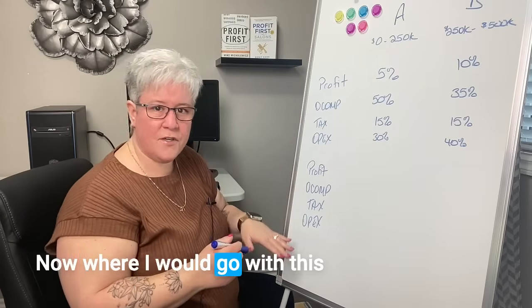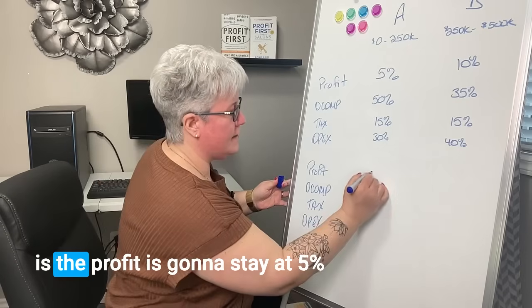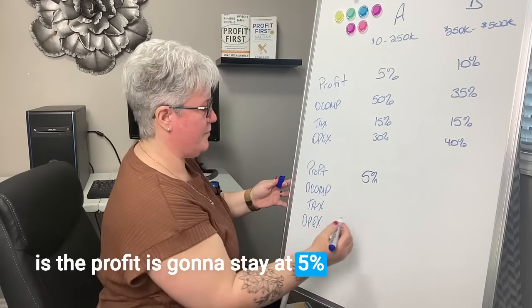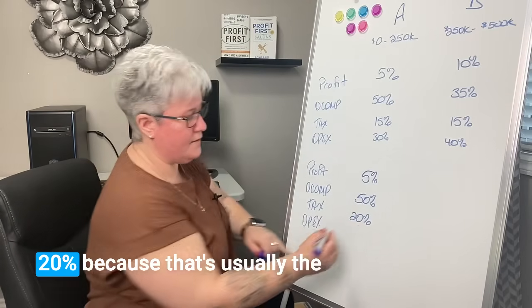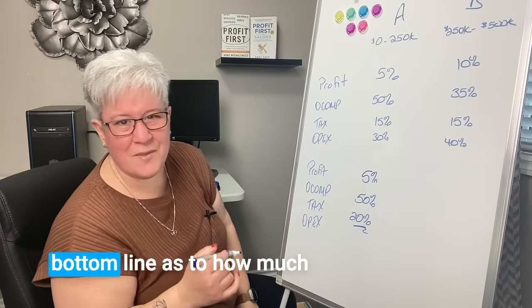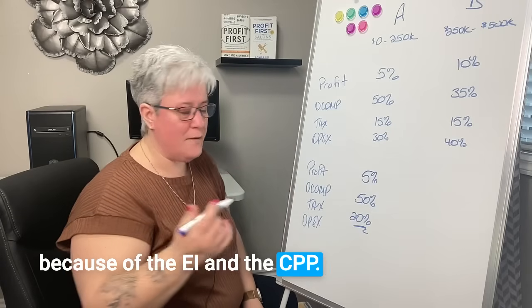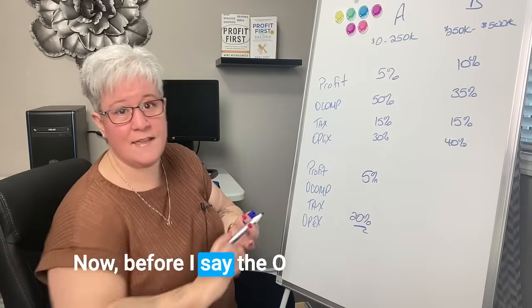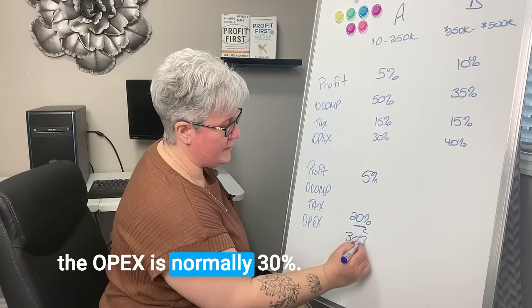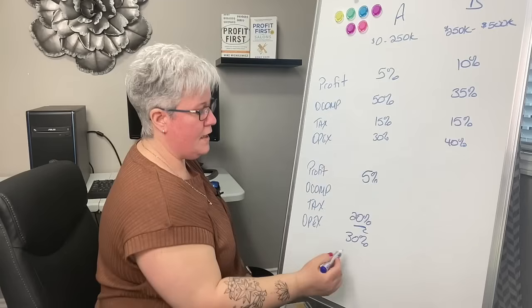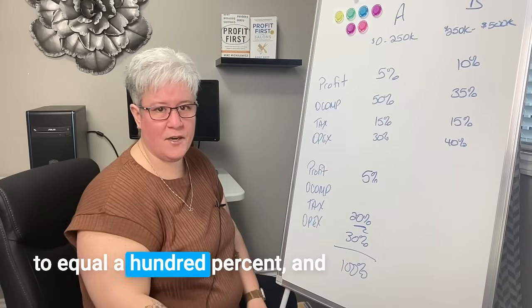Now, where I would go with this when I'm working with a client in the sole proprietor business is the profit is going to stay at 5%. And I would start the taxes at 20%, because that's usually the bottom line as to how much taxes you're going to have to pay because of the EI and the CPP. Now, before I say that OCOMP should be 50% and OPEX is normally 30%, right? If we add these all up, they need to equal 100%.